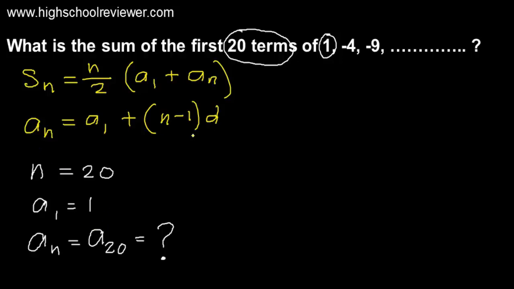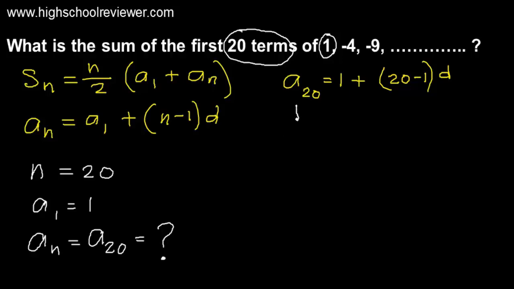So we are going to use this equation. A sub n, our n is 20. This will be equal to a sub 1, our value for the first term is positive 1, plus n, our n here is 20, minus 1, multiplied by d, or the common difference. We do not have yet the value for d.